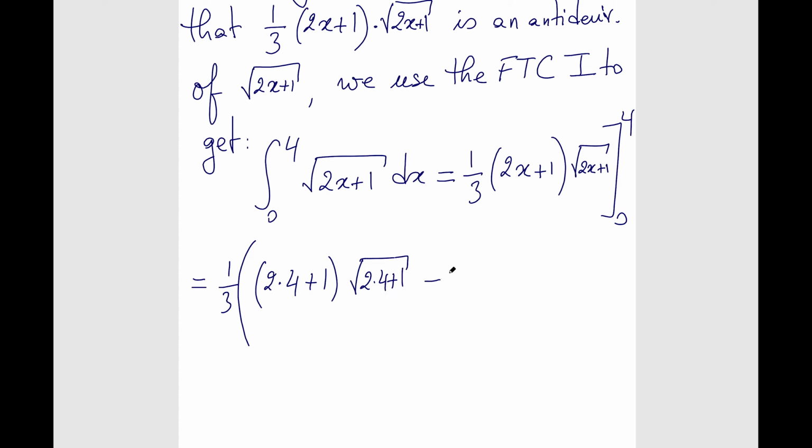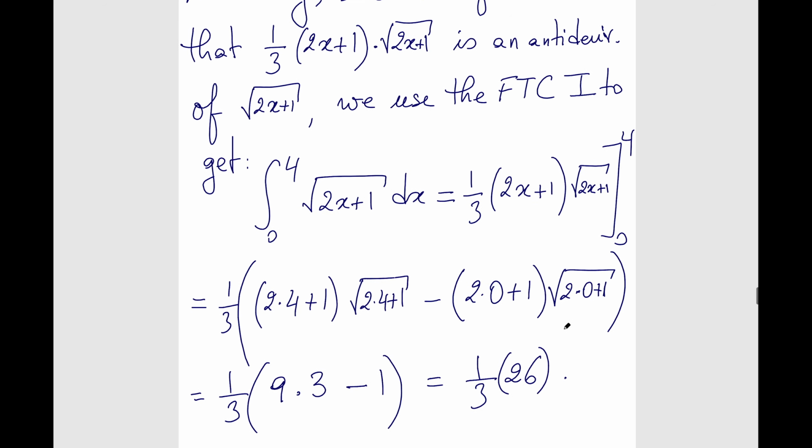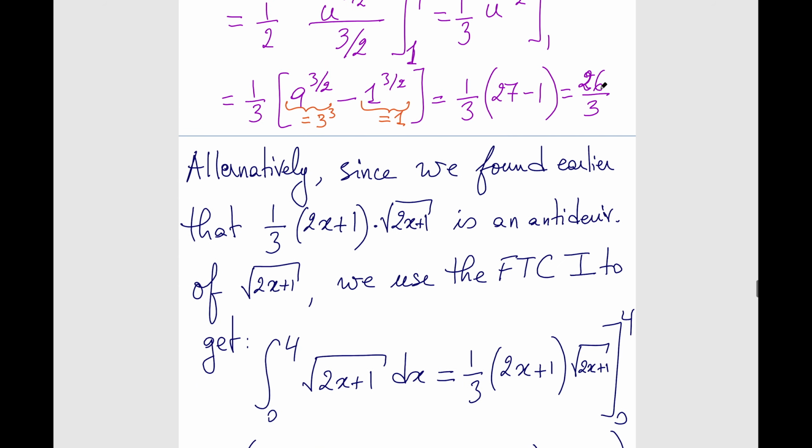Minus, evaluate this at the lower bound. And what's that evaluation? 2 times 0 plus 1, square root of 2 times 0 plus 1. Yes? How much is this? That's 1/3 times, that's 8 plus 1, so 9 times the square root of 9, so 3, minus, that's 1, and that's 1, minus 1. So that's 1/3 times 26, which is 26 over 3, which is exactly what we found above.